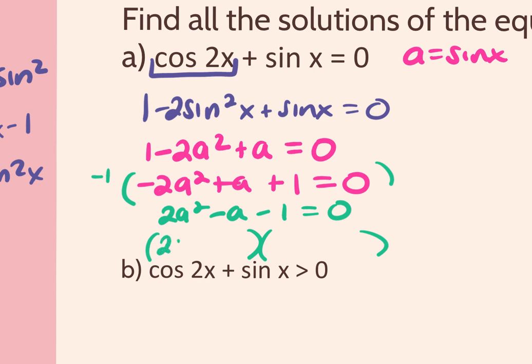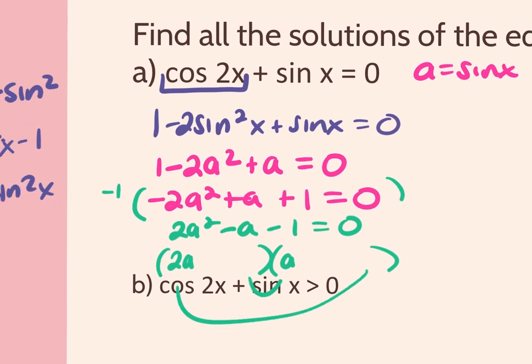So factors of 2a squared would be 2a and a. And then factors of -1 that sum to -a when I do the outer and the inner would be -1 and +1.